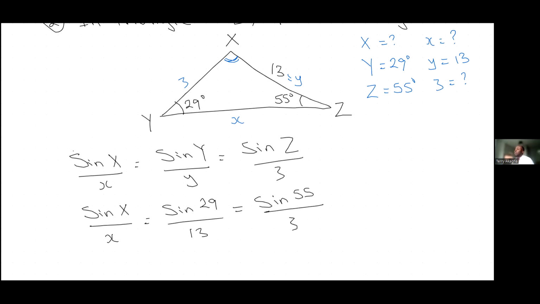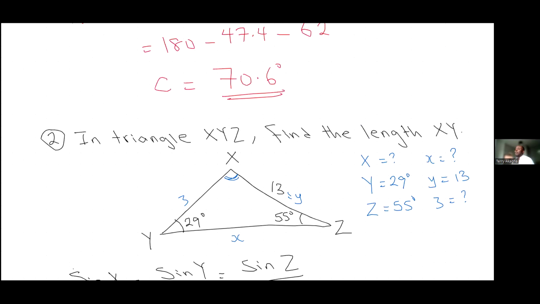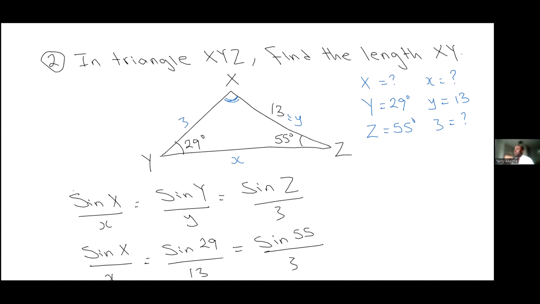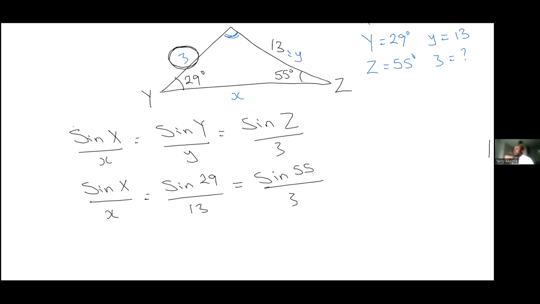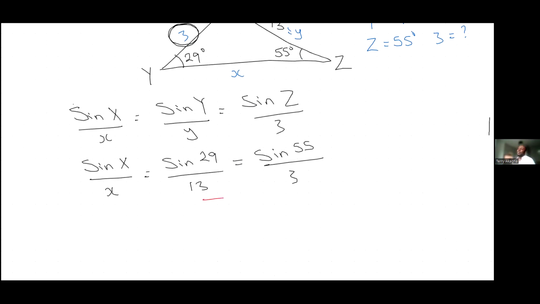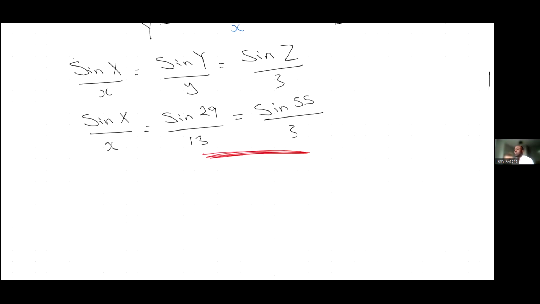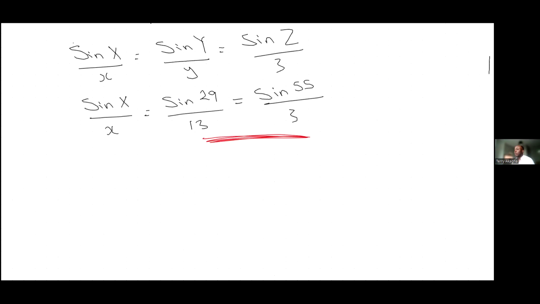But the question is asking us to find length XY, and length XY is definitely z. As you can see, we have one complete pair. So in order to find z, we need to equate these two together. So it becomes sine 29 divided by 13 is equal to sine 55 divided by z, all in degrees.